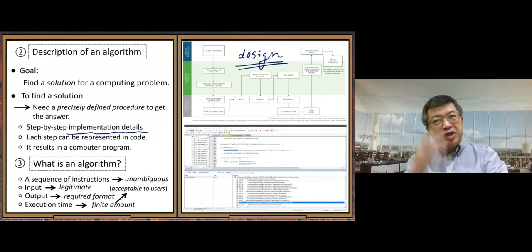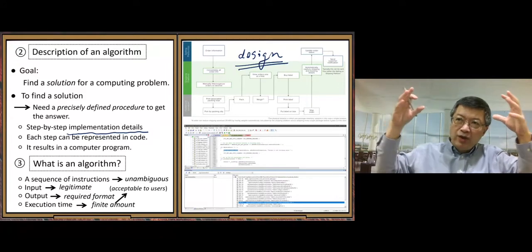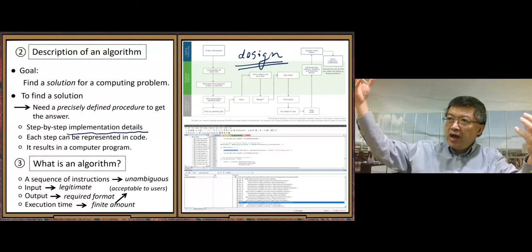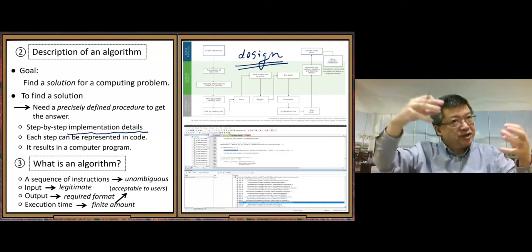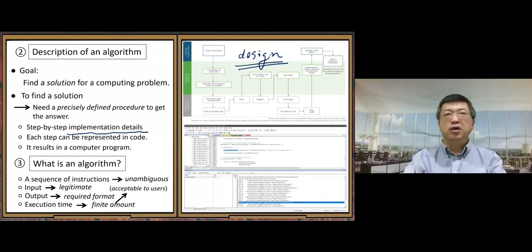Now, the same computing problem, we use two different algorithms to solve. One very slow, one very fast. How much is the difference? So we will compare. In our next part B, we will see that. Huge difference. We will see that.